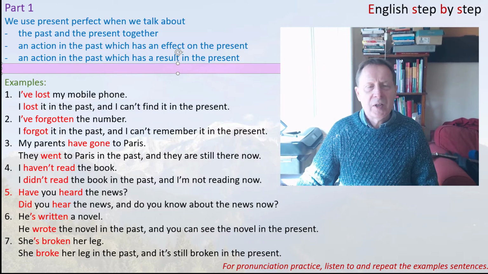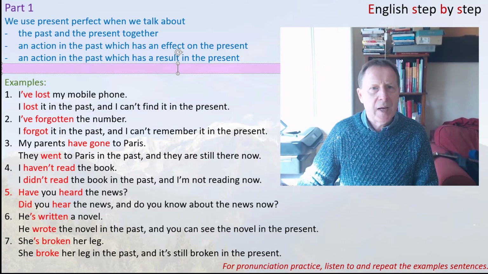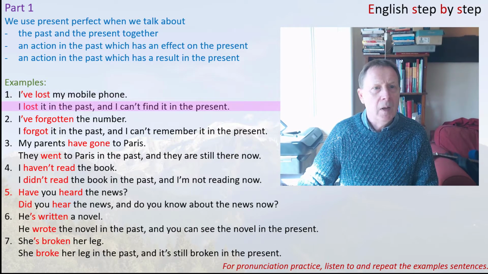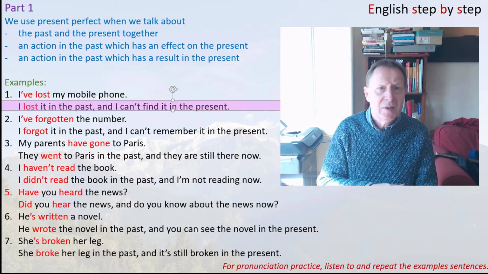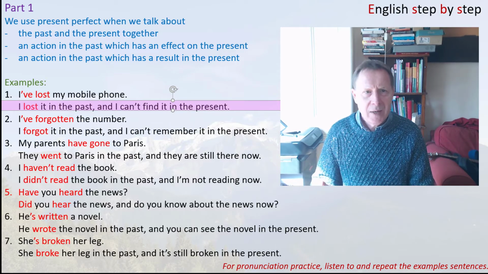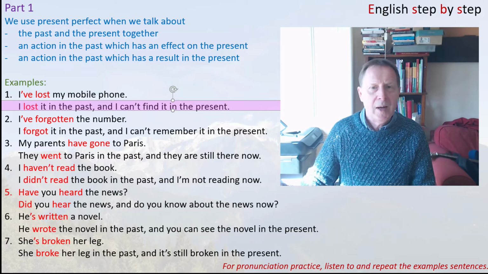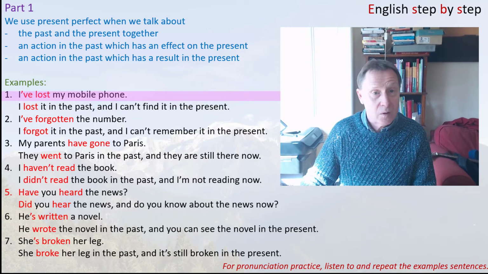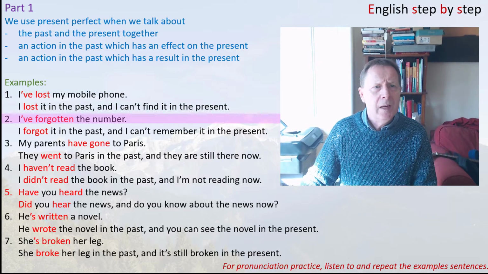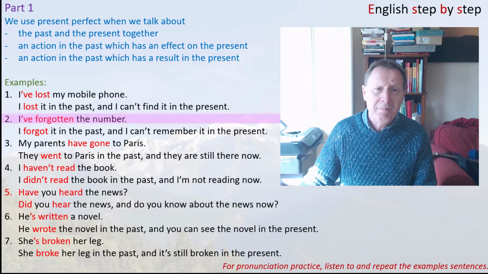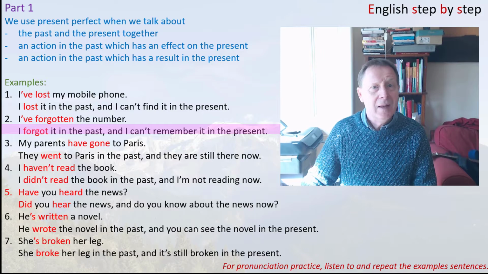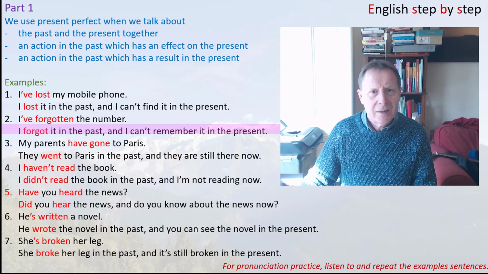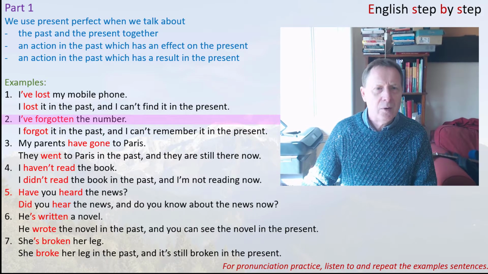So let's look at some examples to make this clear. Example number 1. I've lost my mobile phone. Now, in this situation, I lost it in the past and I can't find it in the present. So we put these two ideas together and say, I've lost my mobile phone. Example number 2, I've forgotten the number. Now, I forgot it in the past and I can't remember it in the present, so I've forgotten the number.